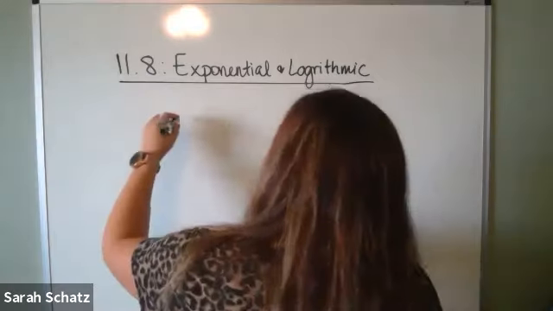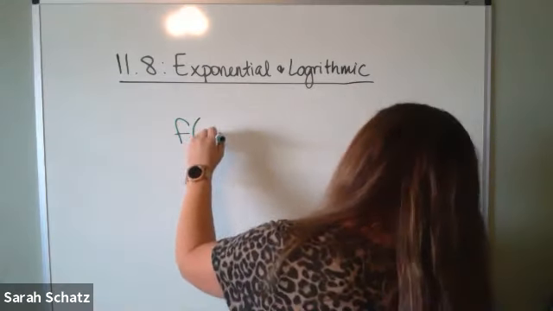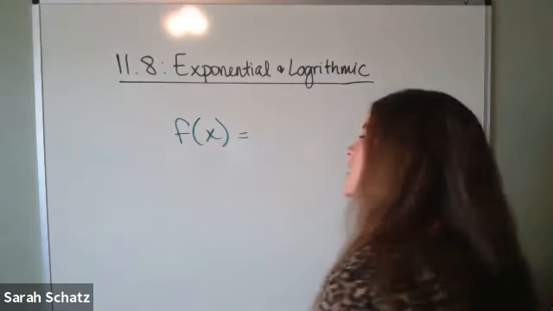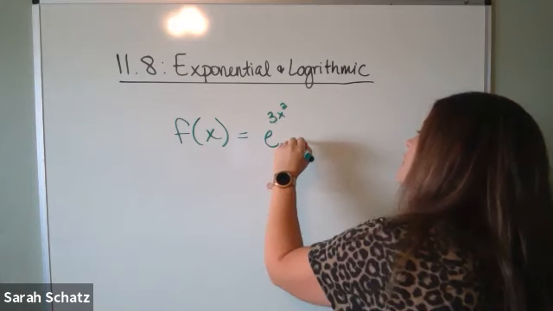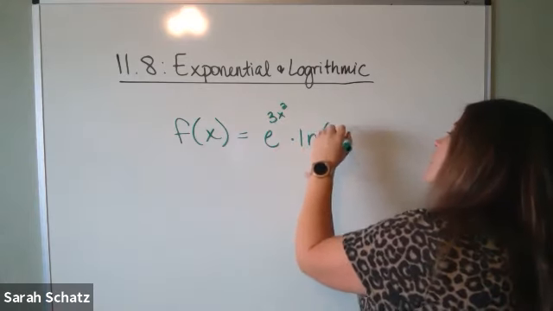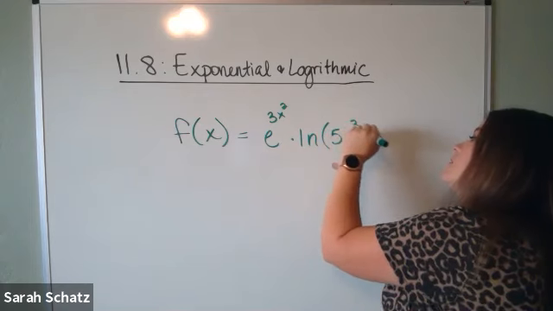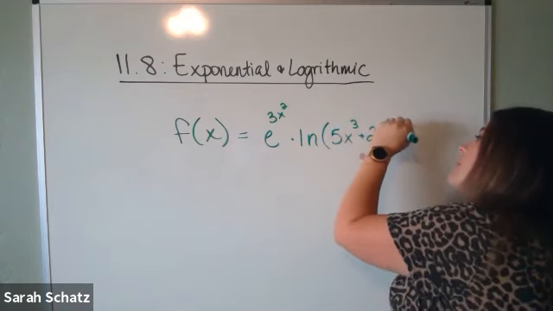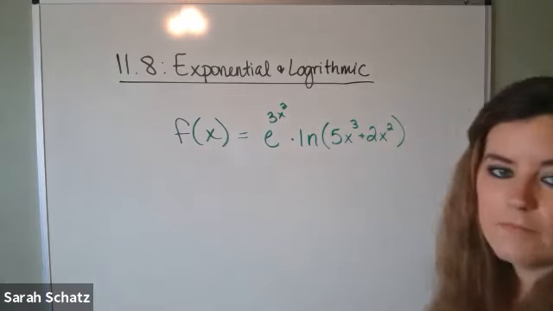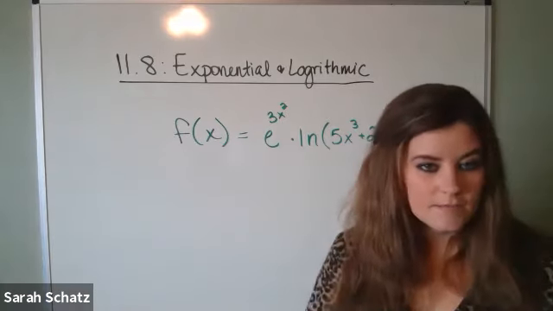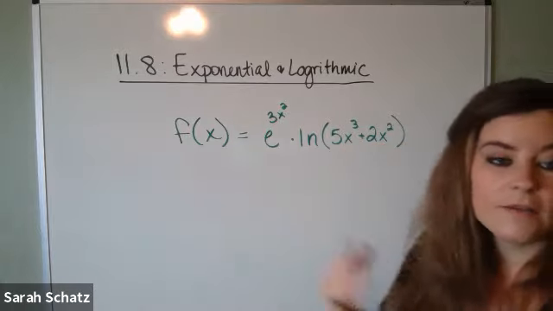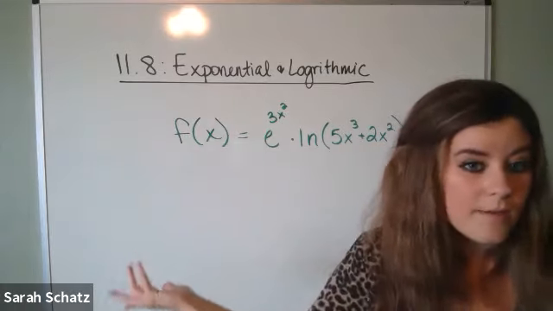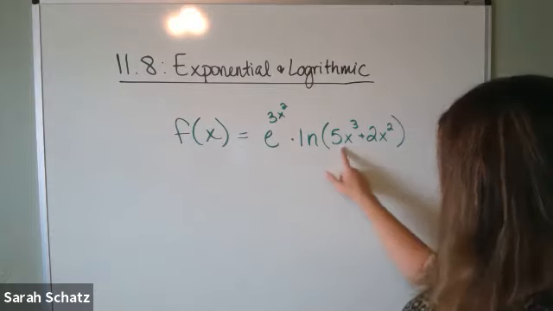Here's my problem. I have f of x equals e to the 3x squared times the natural log of 5x cubed plus 2x squared. Okay, let's stop and assess. So first of all, you can see exponential, you can see natural log. You're like, oh, okay, I'm just going to use my new rules from 11.8. Awesome. What else do you see?